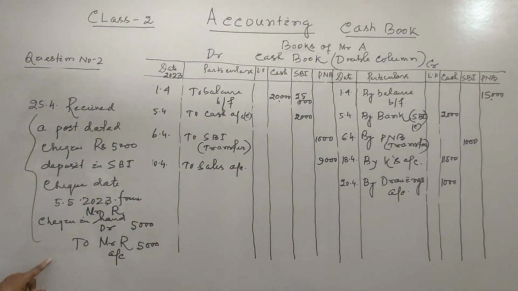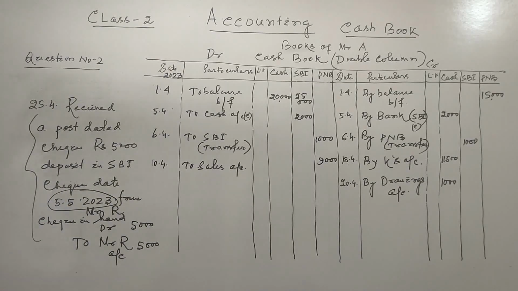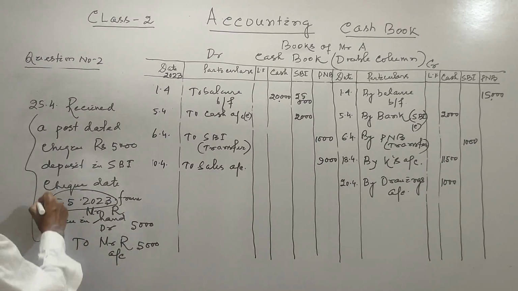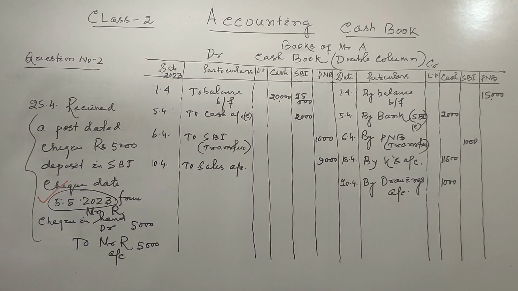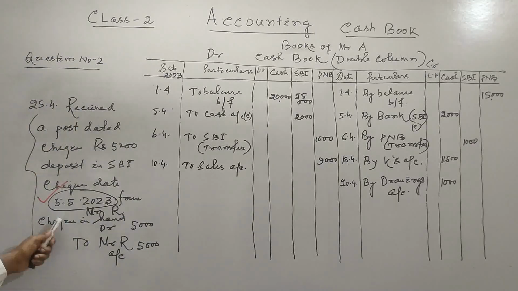It will not come in your cash book in the month of April, because it is a transaction to be entered in the month of May, 5th May. Therefore, it will not come in April. So please remember, and don't forget to give a note and give the journal entry in the note itself. Right?